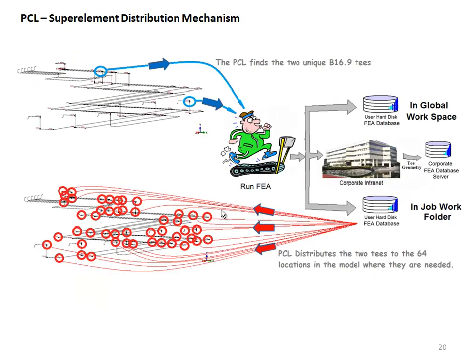So the superelement approach is shown schematically here. The PCL finds two unique tees and runs the FEA analysis for them. It stores them in the database and then uses the two results from the database to populate all the tees in the model. This keeps the runtime for a job with 64 welding tees oriented in a variety of ways to a minimum.